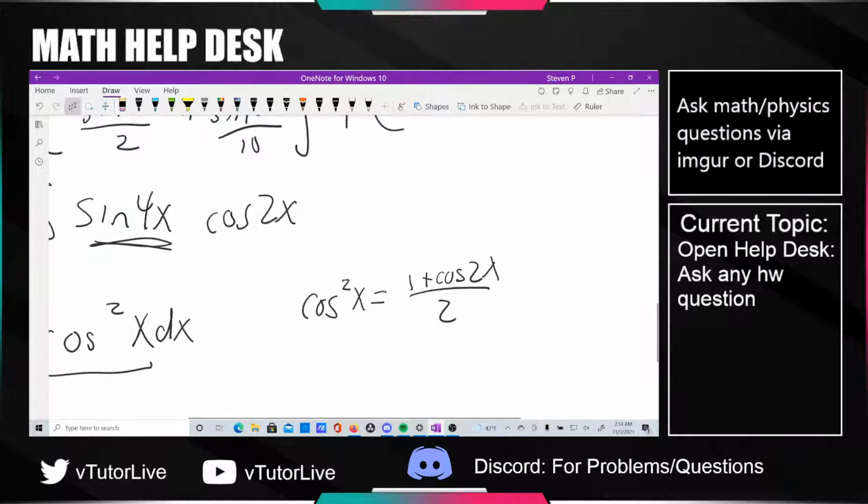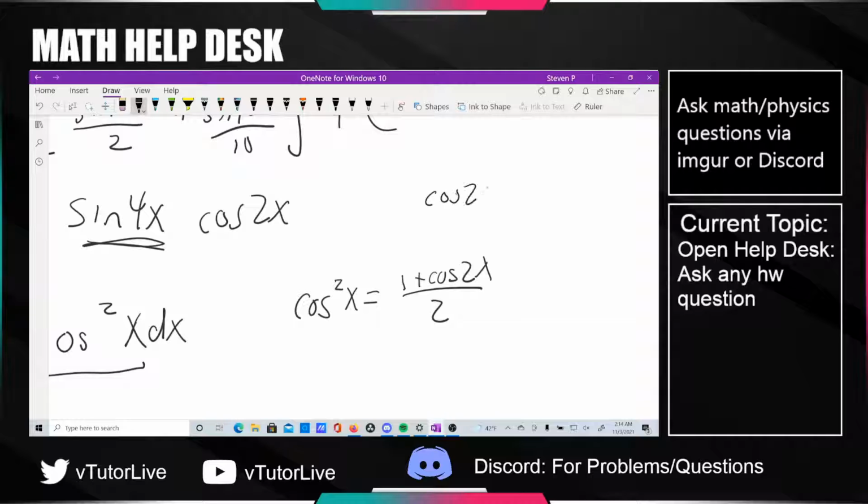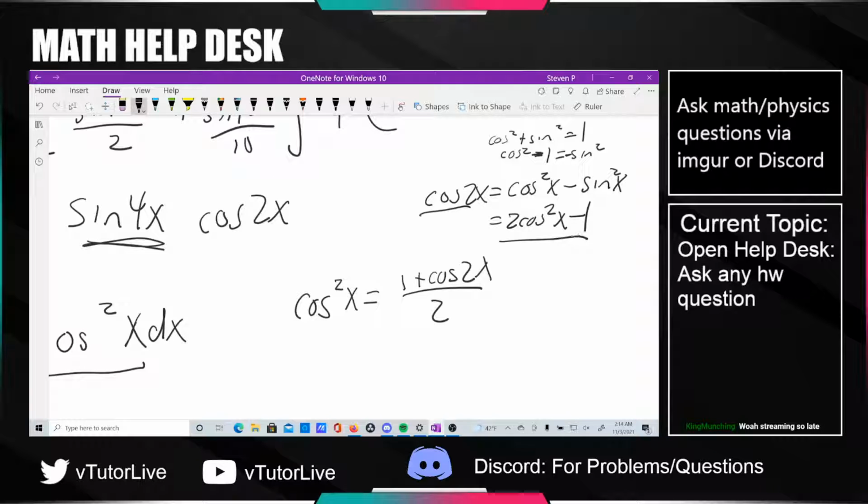The way that I typically remember this is that cosine of 2x is equal to cosine squared of x minus sine squared of x. This is the one I actually remembered. And then I remember that cosine squared plus sine squared is equal to 1. So if you substitute for minus sine squared, that's cosine squared minus 1 minus cosine squared, and that turns this into 2 cosine squared of x minus 1, right? So cosine 2x is equal to 2 cosine squared of x minus 1. You add the 1 to the other side and divide by 2, and this is what you get.